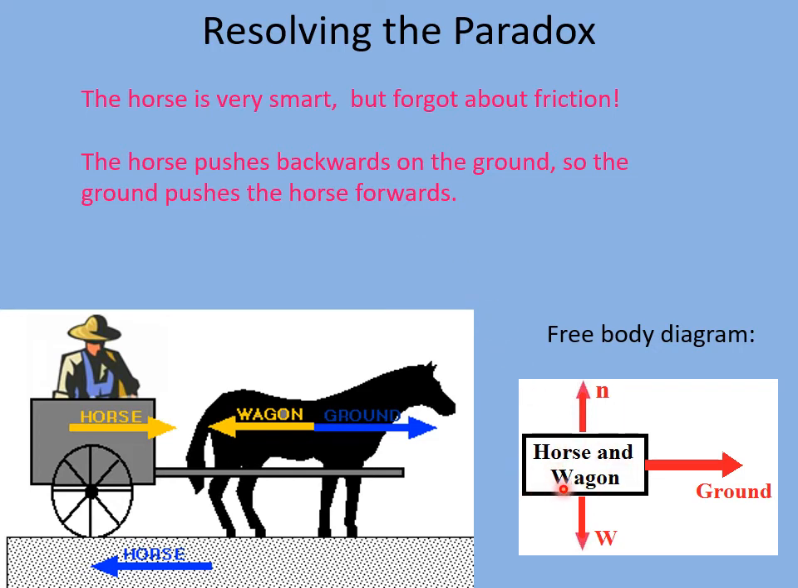So the horse and the wagon here, the free body diagram, we've got weight down and normal force up, of course, but these two forces, internal forces here, the force of the horse on the wagon and the force of the wagon on the horse, they cancel each other. The only force on our wagon and horse system here, there's one net force pushing forward, and that's the force of the ground, which propels them forward as the horse pushes off on the ground.